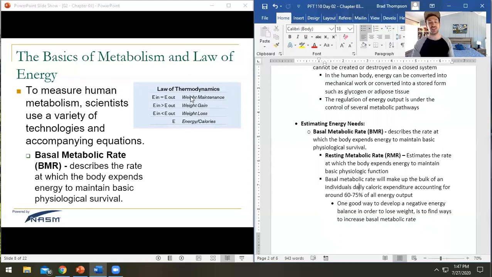So when we're looking at the laws of thermodynamics, in order for weight maintenance, we want our energy in to equal our energy out. If we want to have weight gain, we want our energy in to be greater than our energy out. If we want to have weight loss, we want our energy in to be less than our energy out. And then energy in this case is what we're describing in the unit of calories.